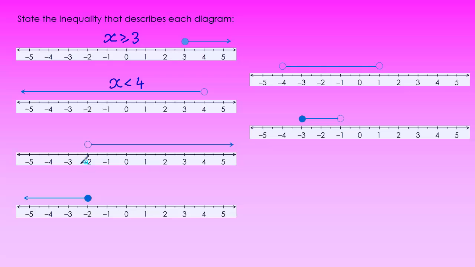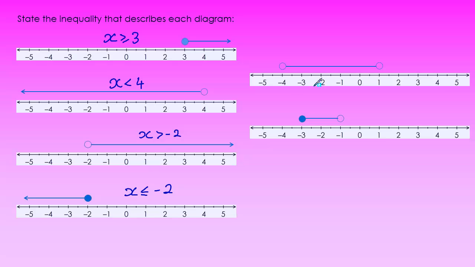This one has a blank circle at -2 and then goes off in this direction. So that's x is greater than -2. This one has a filled in circle and goes off to the left. X is less than or equal to -2.